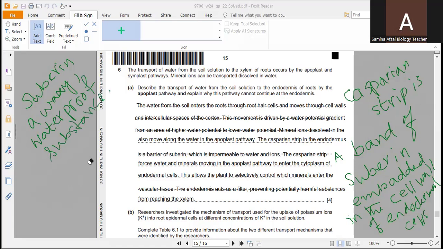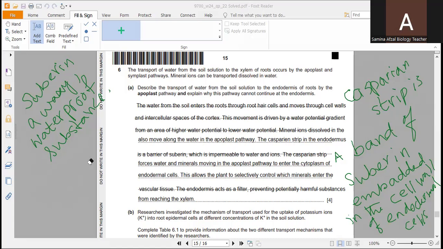So the vascular tissues transport water and minerals upward in a plant. The xylem transports the water, so it will act as a vascular tissue. During the transport, the water moves from the soil solution to the endodermis of roots by the apoplast pathway, when water enters from the soil through the root hair cells and intercellular spaces of the cortex. This movement is driven by a water potential gradient. You know, water potential gradient means water always moves from higher water potential towards lower water potential.